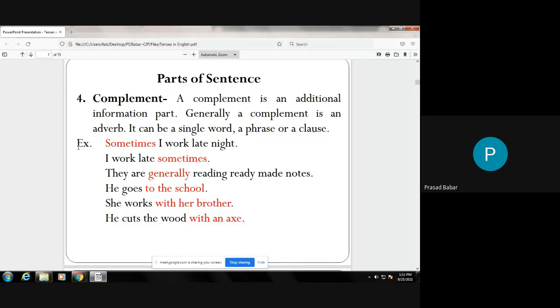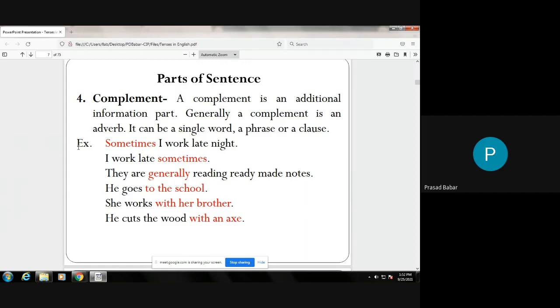Okay, so let's see its examples. Complement: sometimes I work late night. Here in this example, sometimes is the adverb which came in the very beginning of the sentence, and it is working as a complement. Then, I work late sometimes. In this example also, the adverb came, but it came at the end of the sentence. So it is called the complementary part.